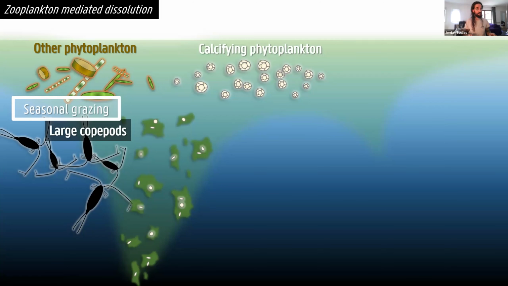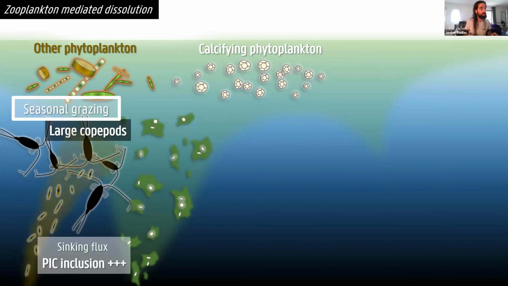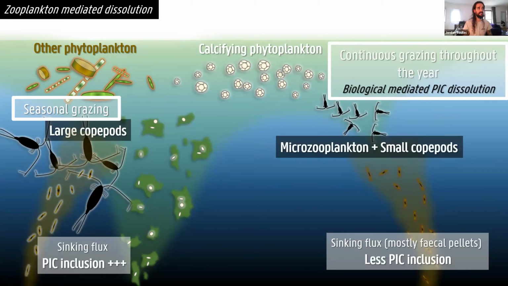But it could also be the case for fecal pellets of copepods, because we also have some evidence that they can conserve PIC inside the fecal pellets, via the peritrophic membrane. Now if you compare to a continuous grazing through the year, which is the case of a subtropical ecosystem, where the grazing is mostly driven by microzooplankton and small copepods, we could expect much more dissolution in the surface, in the euphotic zone.